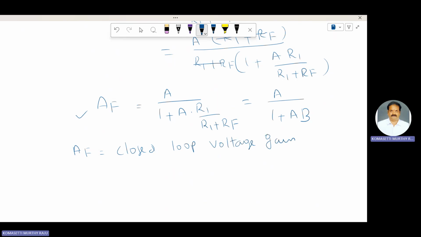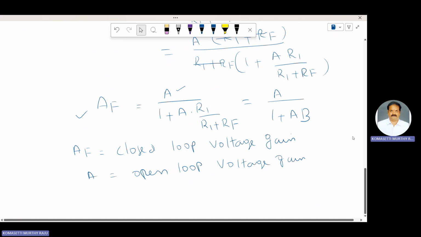Here A is called the open loop voltage gain of the op-amp in non-inverting mode. Closed loop voltage gain is decreased by a factor of 1 by 1 plus A beta. This A is the gain of the operational amplifier without feedback, and AF is the gain of the operational amplifier with feedback.